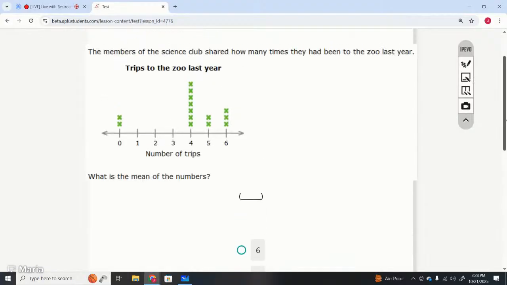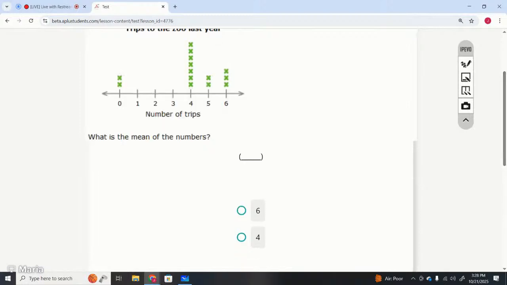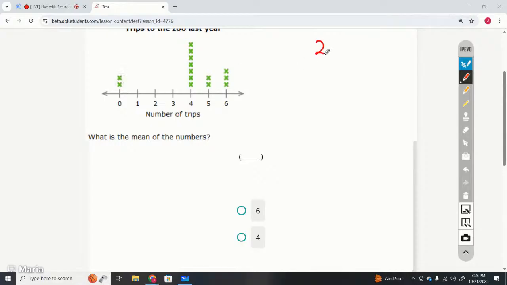The members of the science club shared how many times they had been to the zoo last year. What is the mean of the numbers? You need to calculate the mean. So for the data, the number of trips are 2, 1, 2, 3, 4, 5, 6, 7. You need to add them all up, and you need to divide it by the count.